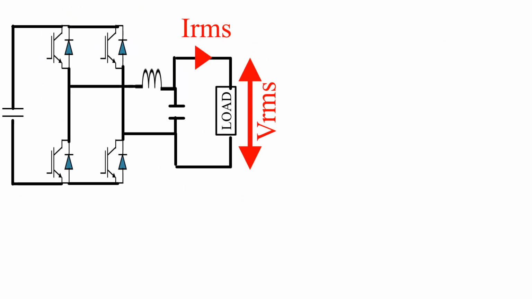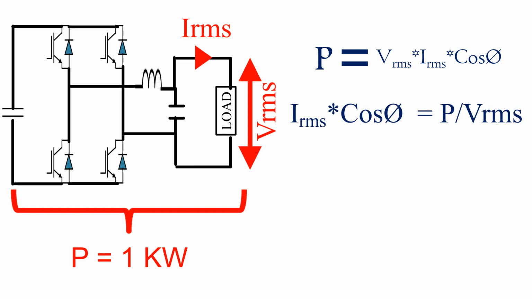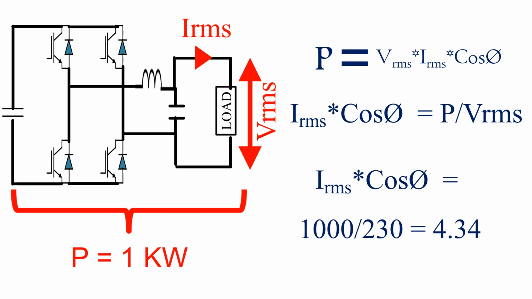Now, imagine that the inverters are rated in kilowatt instead of kVA and consider a 1 kilowatt inverter. So, from the previous equation of active power, we can calculate the value of I RMS into cos phi. And it is given by 1000 divided by 230, that is 4.34. This means that you can connect any load at the inverter output so that the I RMS into cos phi value should not exceed 4.34.